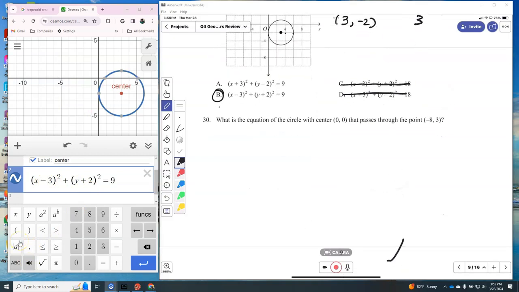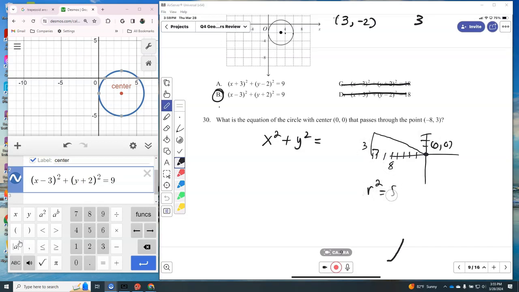Number 30 is not hard. Remember, when the center is at the origin, the equation is x squared plus y squared. The center is 0, 0, and the point is negative 8, 3. To find the radius measurement, r squared equals 8 squared plus 3 squared. So r squared equals 64 plus 9, which is 73. That would be the equation.